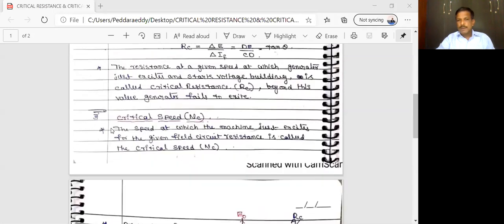Next, critical speed, NC, N suffix C. Coming to the definition, the speed at which the machine just excites for the given field circuit resistance is called critical speed.